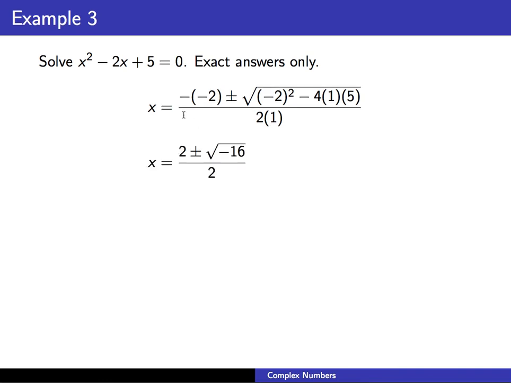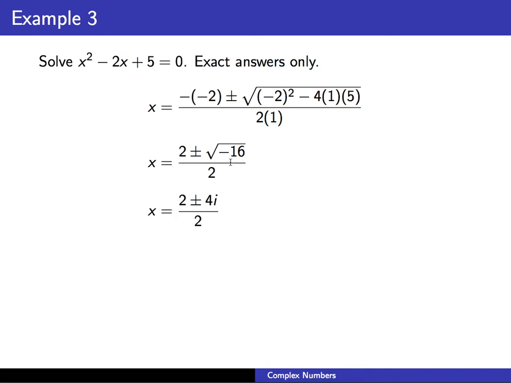And negative negative 2 is 2 plus or minus. This inside the square root, this discriminant here, is negative 16. So this is going to be two imaginary solutions all over 2 times 1. If we graph this equation, it will not cross the x-axis. Hence, its solutions have to be imaginary.